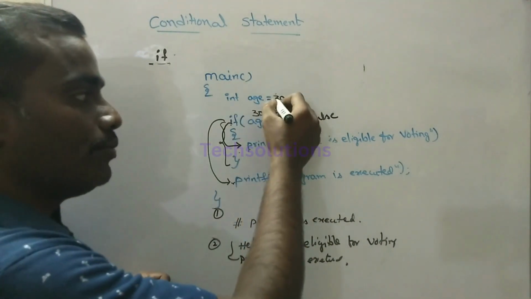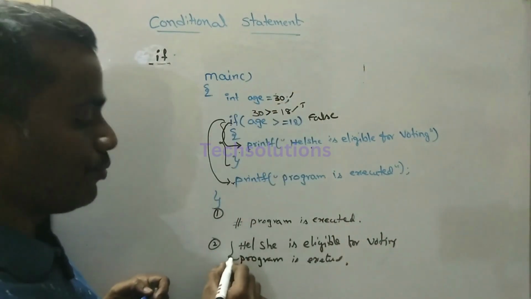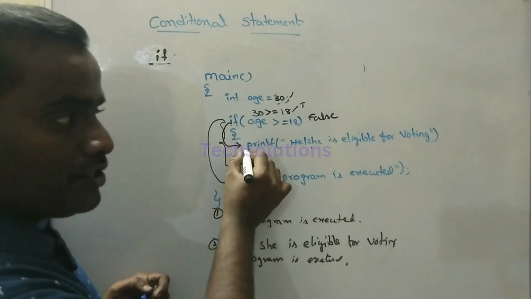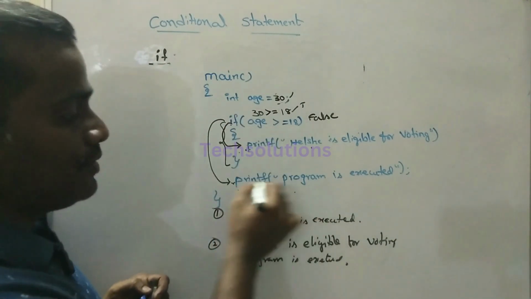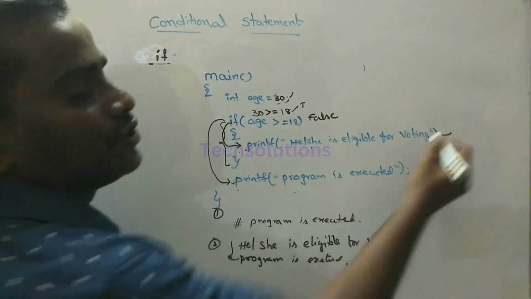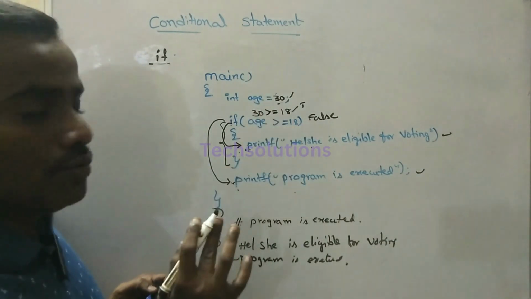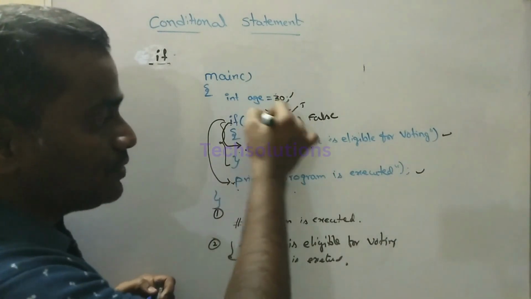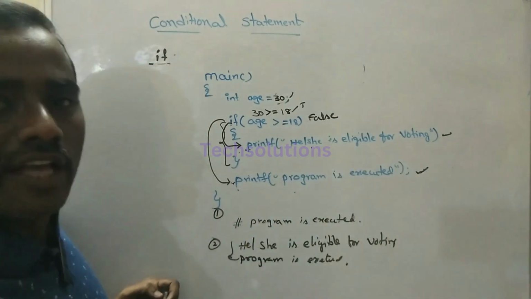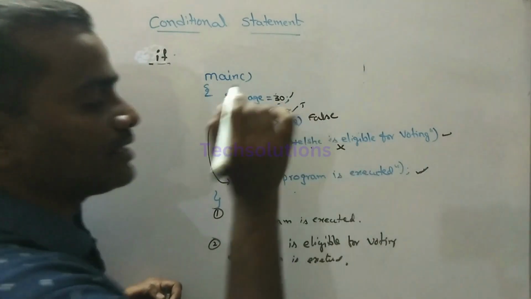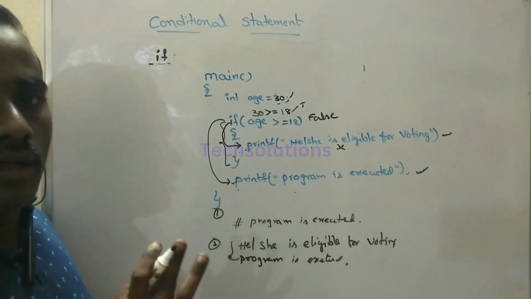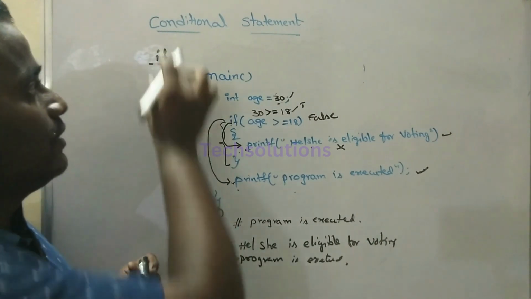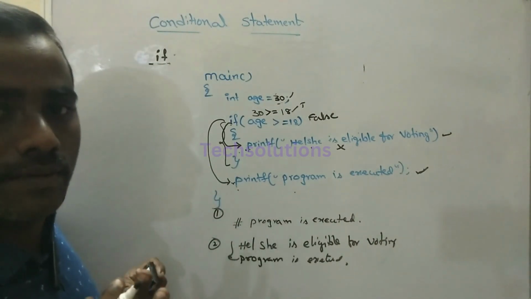If we take the age value as 30, I get two outputs. That means within the block of statements as well as outside the block. That means the rest of the program is also executed when the condition is true. Suppose the condition is false, then only the rest of the program outside will be executed. This block of statements cannot be executed. I hope the simple if statement is clear.